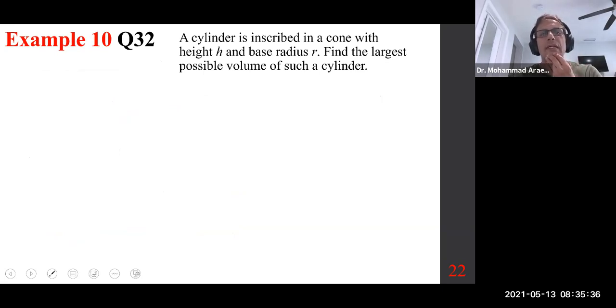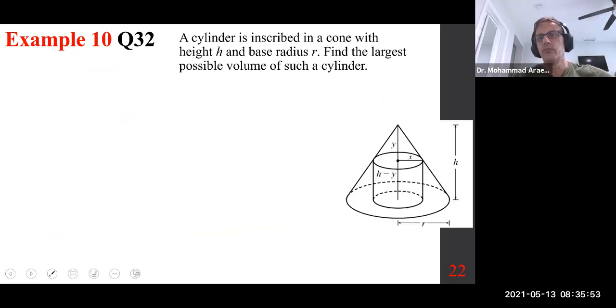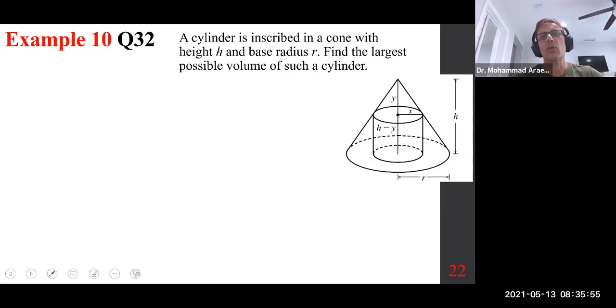Another example: a cylinder is inscribed in a cone with a height h and base radius r. Find the largest possible volume of such a cylinder. So drawing a setting is extremely important. We have a cone. We have a cylindrical shape.